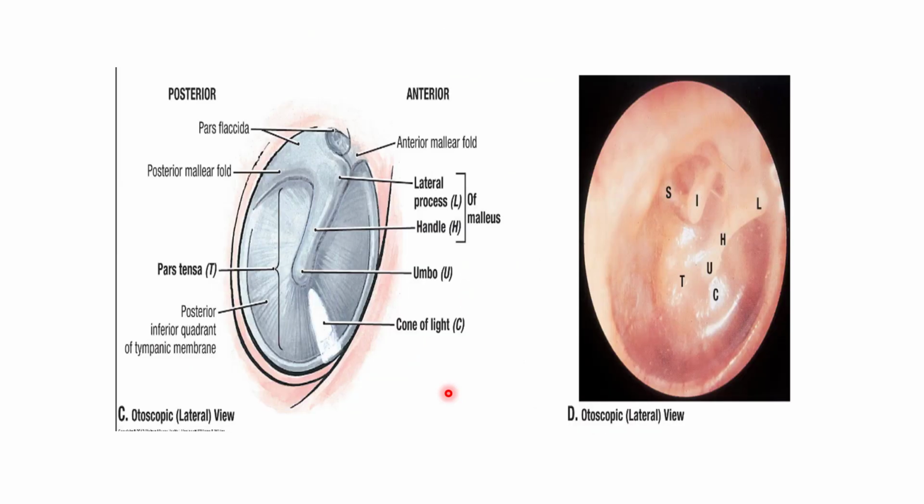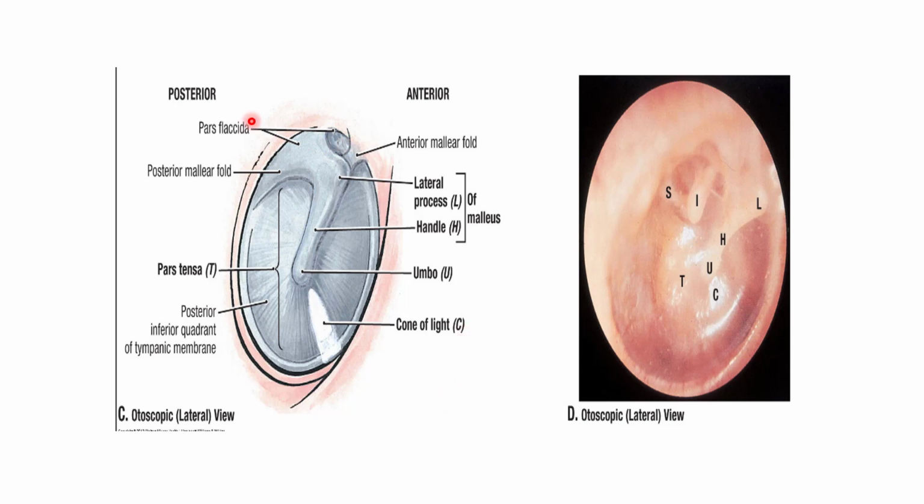So you can have a look at the different parts of the tympanic membrane. So this is the lateral. Here is the posterior mallear fold, the lateral process and handle of the malleus. This is the most prominent part, the umbo. Here is the light reflection, the cone of light, and this much part is the pars tensa, and here is the pars flaccida.